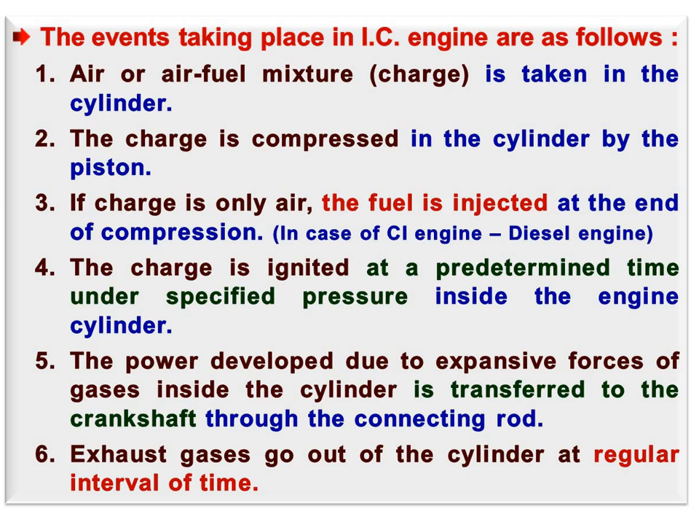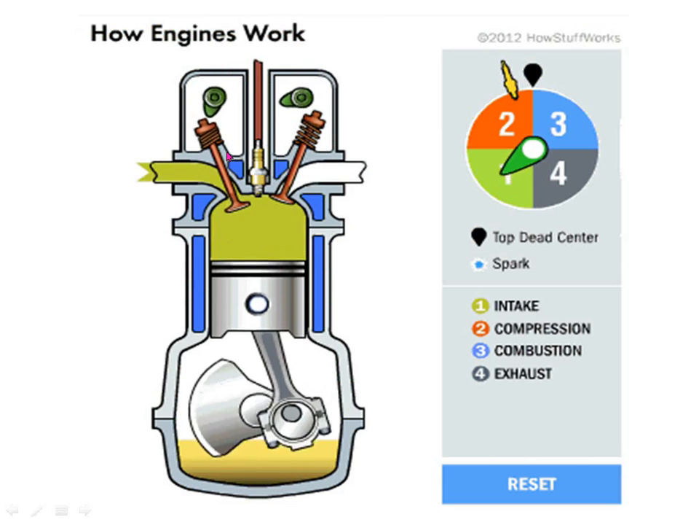So whatever power is produced by the explosion of the fuel is transmitted to the top of the piston, and it is transmitted to the crankshaft via the connecting rod. Exhaust gases go out of the cylinder at regular intervals. Means in each and every exhaust stroke of the cycle, exhaust gases go out from the cylinder via the exhaust valve, or we can say exhaust opening.